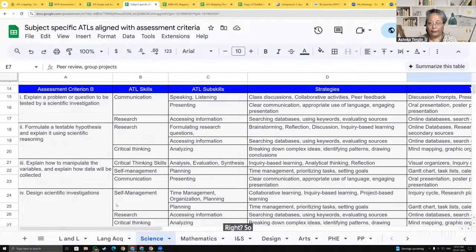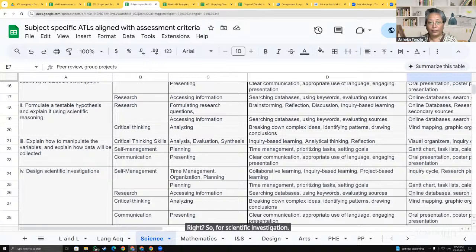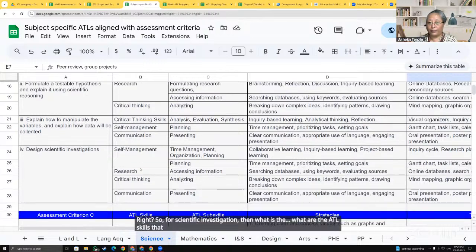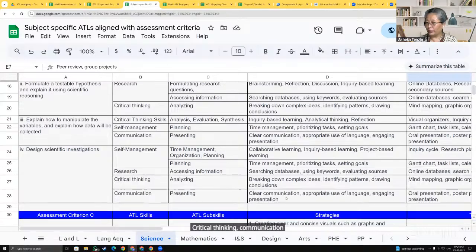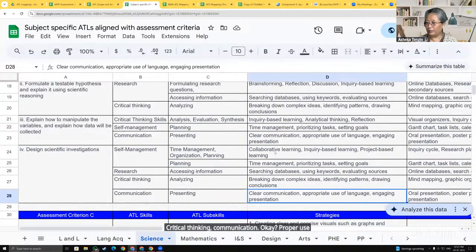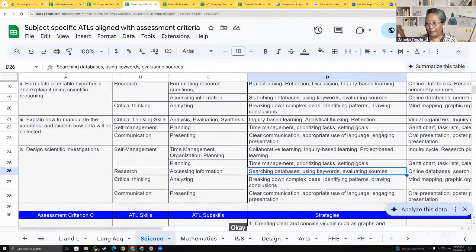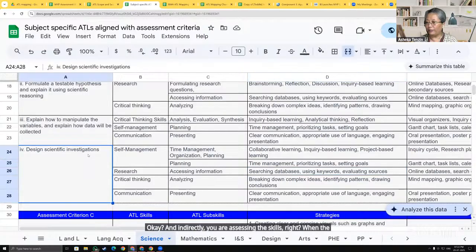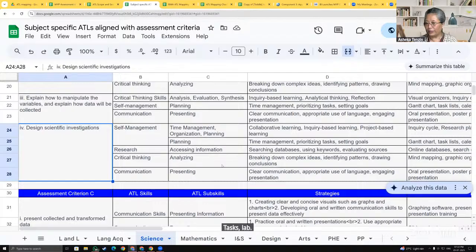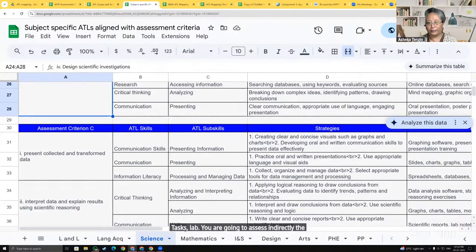So for scientific investigation, what are the ATL skills that you can teach? Self-management, research, critical thinking, communication, okay? Proper use of languages. So can you see how the skills can be taught? And indirectly you are assessing the skills, right? When the students are doing these lab tasks, you are going to assess indirectly the skills that you are teaching.